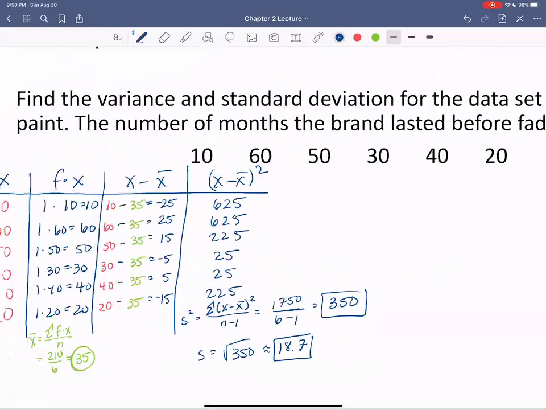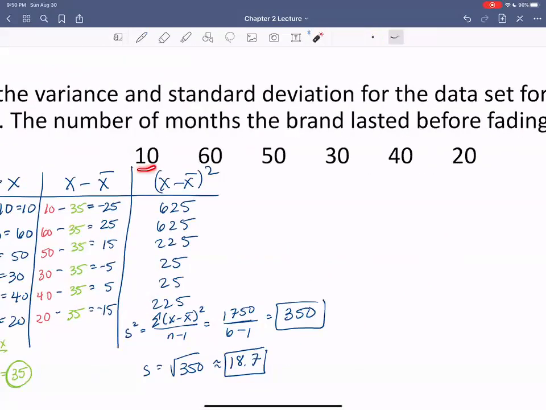You can look at our data. We start at 10, and we go all the way to 60. It's only 6 pieces of data, but they're all in 10 increments away. So the data is pretty spread out for only having 6 values.